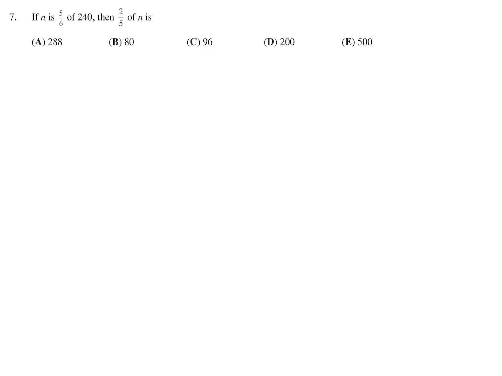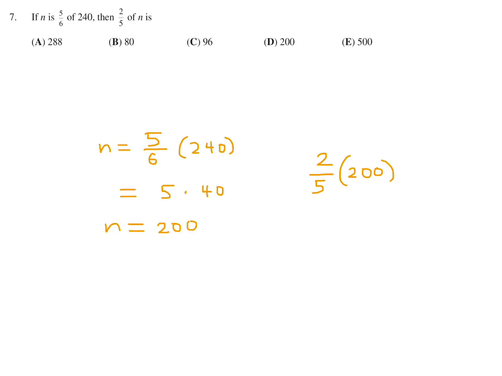If n is 5/6 of 240, then 2/5 of n is. So first let's figure out n. It's equal to 5/6 of 240, like that. And therefore that would be 5 times 240 divided by 6 is 40, and therefore 5 times 40 is 200. So we got n. Now they want you to figure out 2/5 of n. So multiply 2/5 times 200, and this will give you 400 over 5, and that is equal to 80. So number 7, the answer is B.